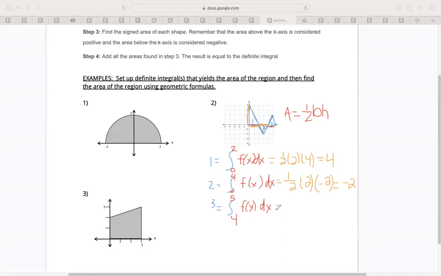Now the area of the third triangle, the base is only 1. So 1/2 times 1, and then the height is 2. Okay, so 1/2 or half of 2 is going to be 1. Okay, so now the total area, that's step number 4, where we have to add all the areas together. So the total area is 4 plus -2 plus 1 would give me 3. So the total area of this figure is 3.